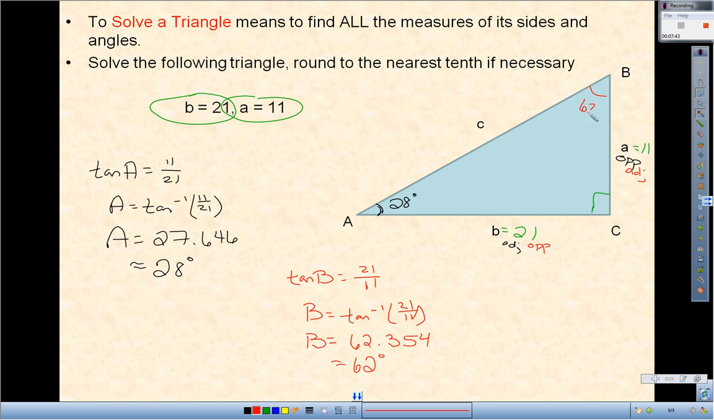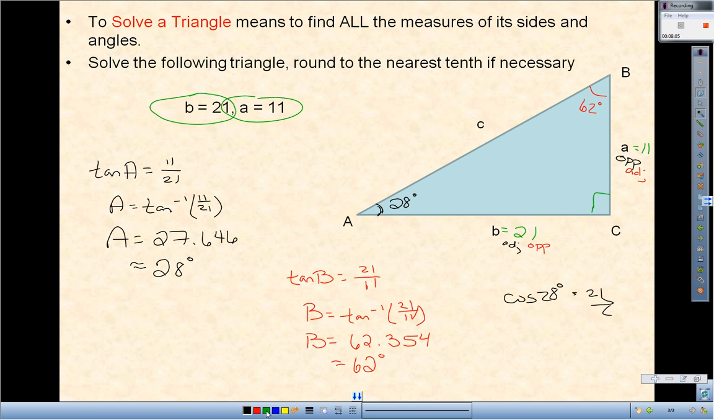And what's ironic is you can check yourself. If you add 62 plus 28, you get 90, and the other angle's 90. Now, to find side C, you got some options here. You could, if you wanted to, use Pythagorean theorem, but I'm going to use a trig ratio, and I'm going to use cosine. I'm going to say cosine of 28 degrees, so this angle, equals 21 over C.